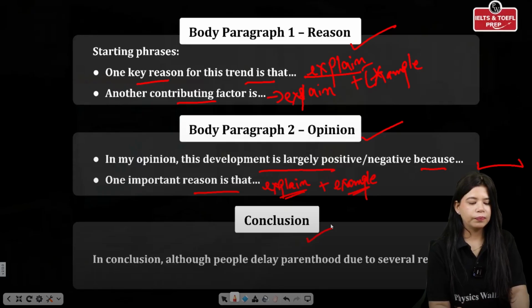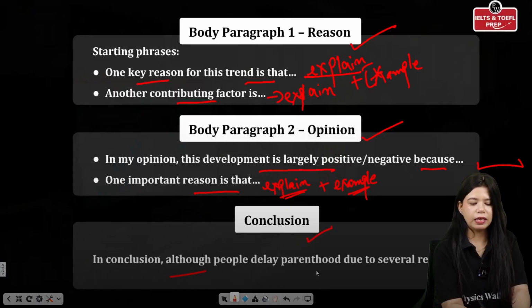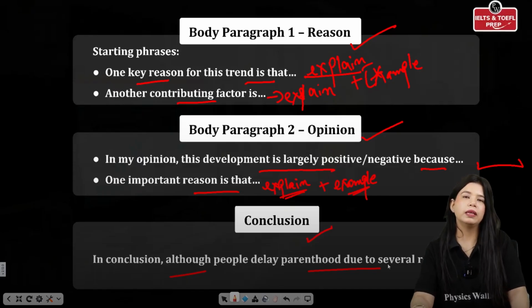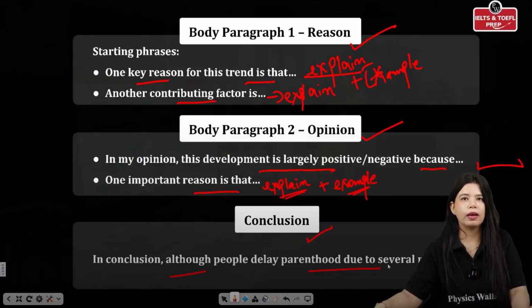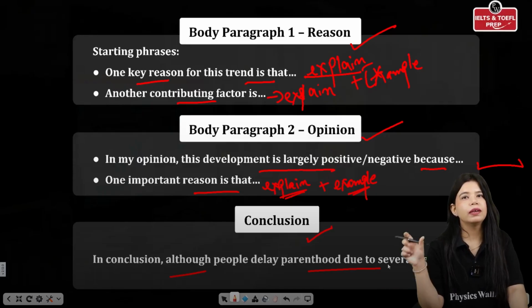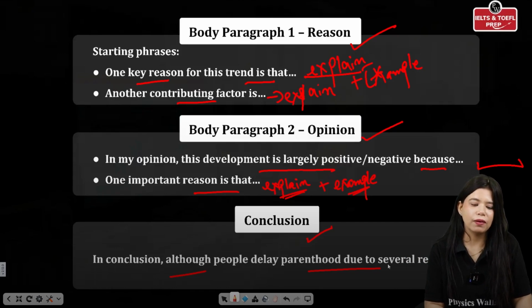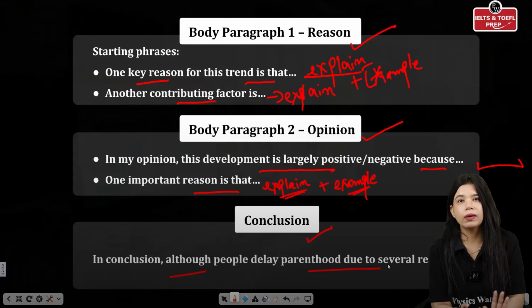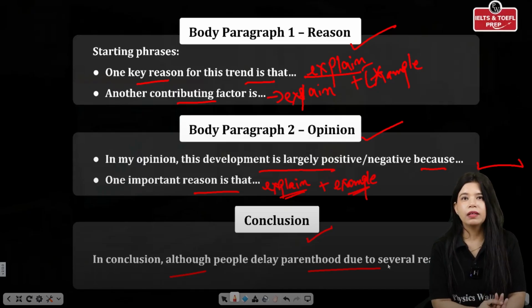Finally, conclusion. In conclusion, all the people delay parenthood due to several reasons, and then you state your opinion. I believe that this is positive, or I believe that this is negative because of dash, your reason which you stated in the second body paragraph. Nothing new goes in the conclusion. Everything that is already stated, your opinion, the ideas in the body paragraphs, all that is summarized.